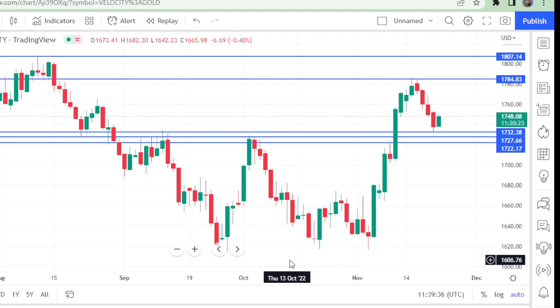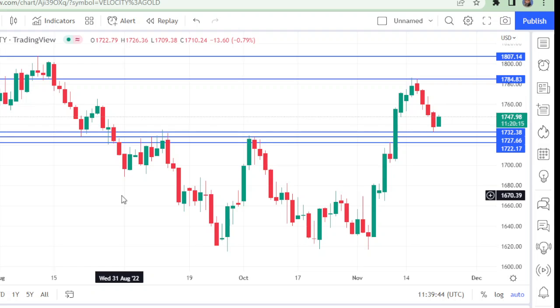This is the daily chart of gold. Now gold is bullish and gold has retested this level. Where is that level? This level, this day, not this bullish day, this bearish day, this above this wick. Gold has retested this as this was broken here.